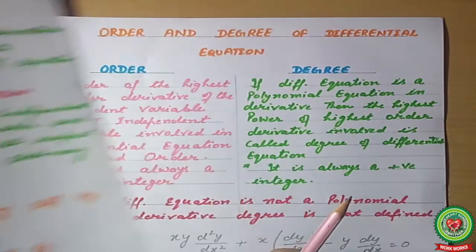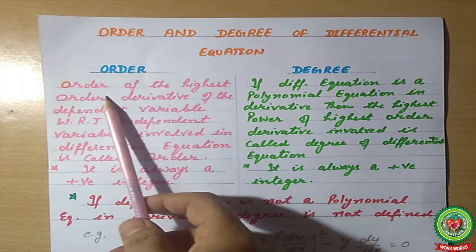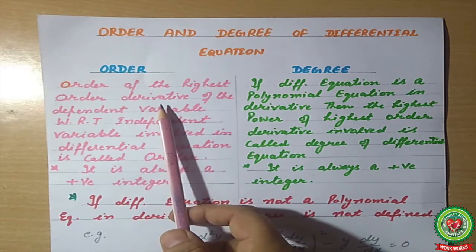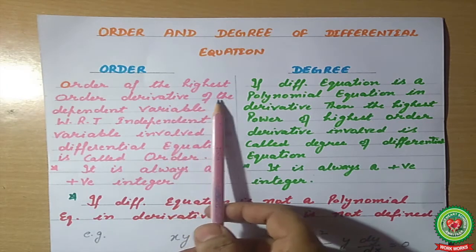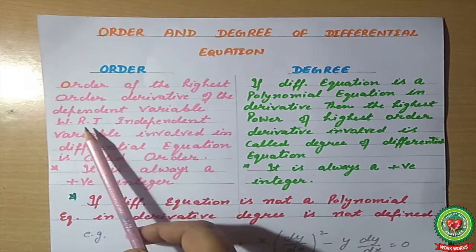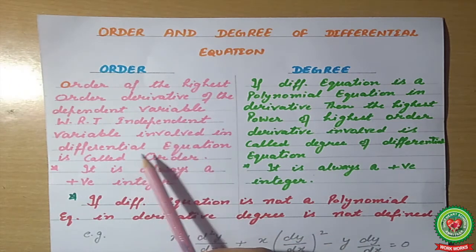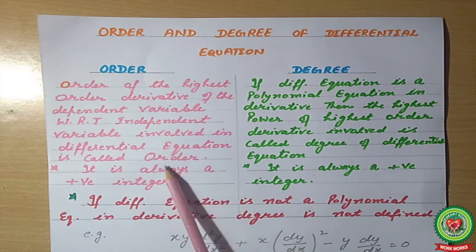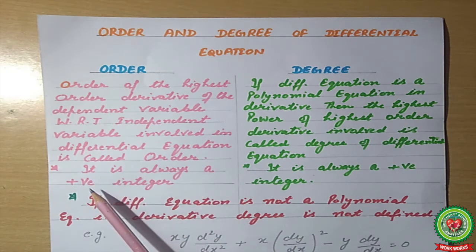Now, we will discuss what the order and degree of the differential equation are. Order is the order of the highest order derivative. We will find out what the highest order of differentiation of the dependent variable with respect to the independent variable involved in the differential equation is. That is called the order. And a very important point is that it is always a positive integer.